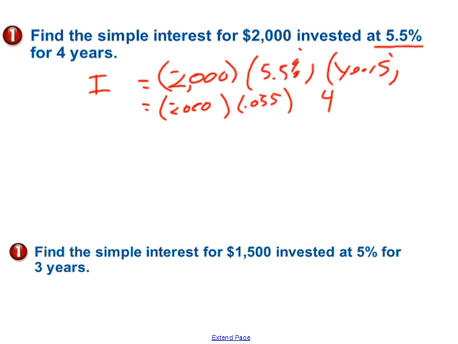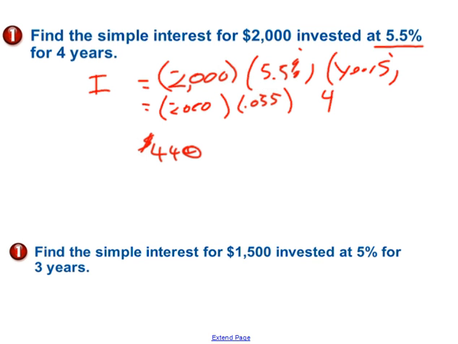So 2,000 times 0.055 times 4, I'm going to turn to my calculator to do that. $2,000 times 0.055 will be the interest for 1 year, which is $110, times 4 years would be $440. So the interest earned would be $440. Please do this one here at the bottom and shut the video off and come back and check to see if you got it correct.